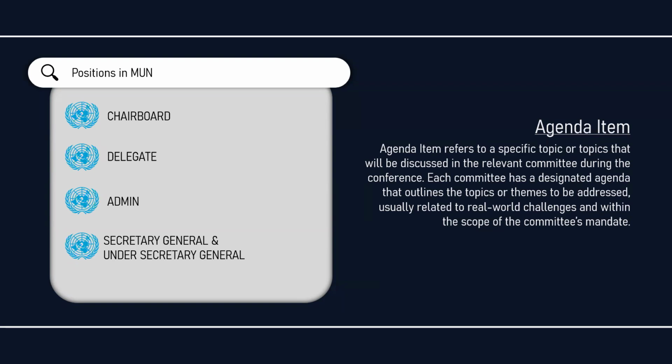Now, the agenda item refers to a specific topic or topics that will be discussed in the relevant committee during the conference. Each committee has a designated agenda that outlines the topics or themes to be addressed, usually related to current real-world challenges and within the scope of the committee's mandate.